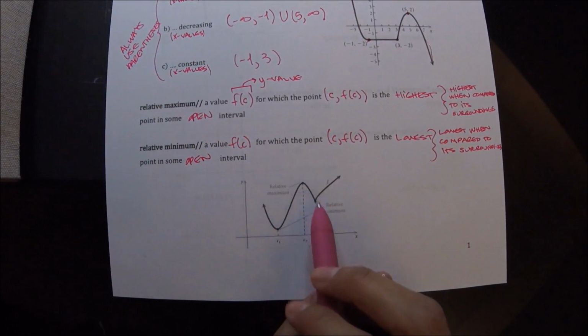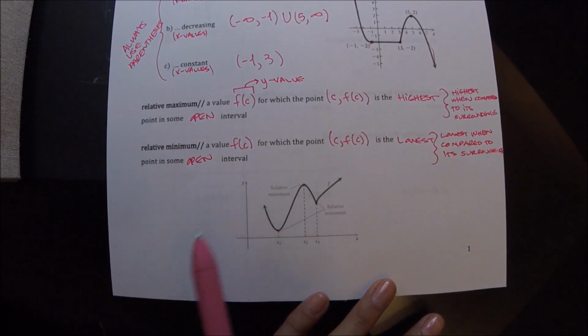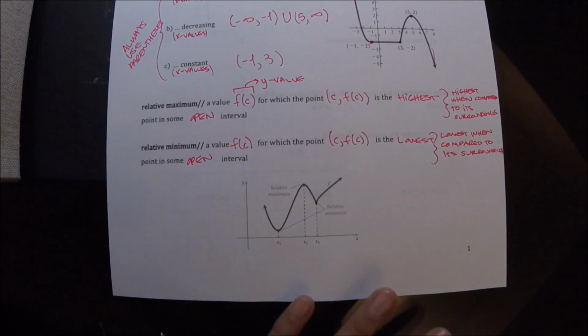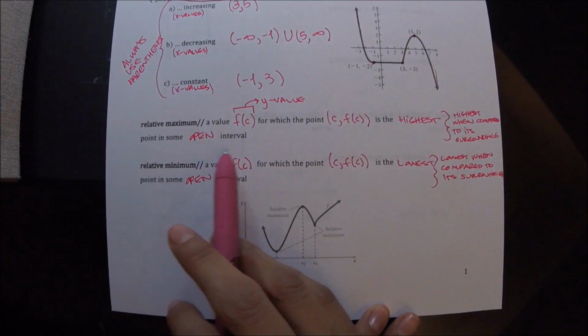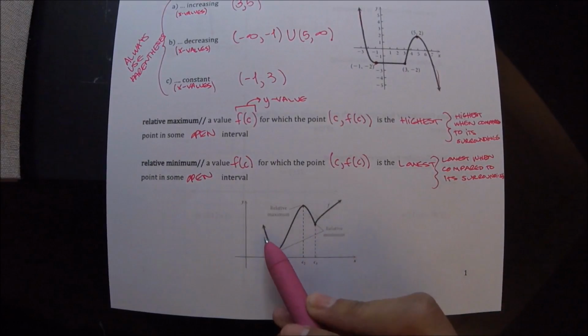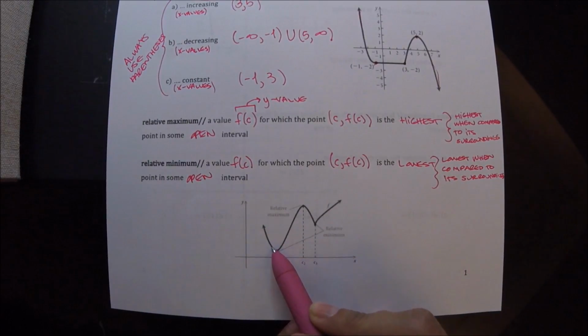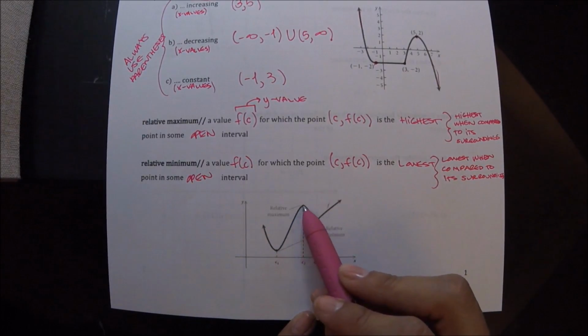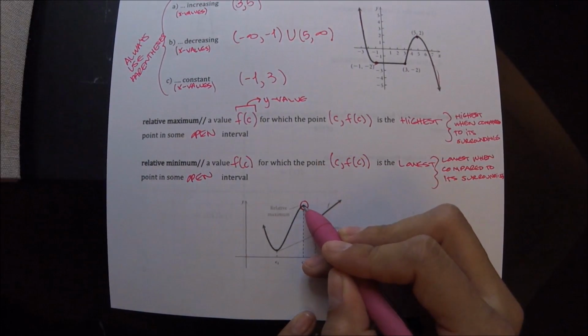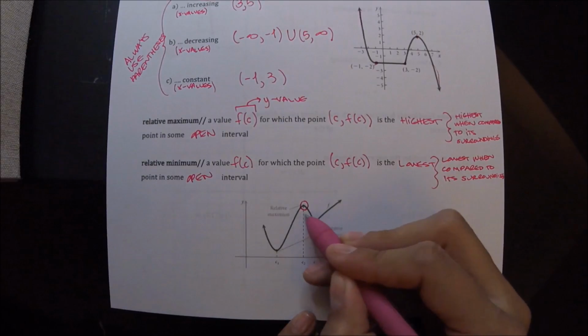So we've got a graph, and we are going to look for the relative maxes and the relative mins. For max, we need to look for points that are highest compared to the ones to the left and right of it. We start by going down, and then we keep going back up, and then right here, this point is highest when it's compared to its surroundings.